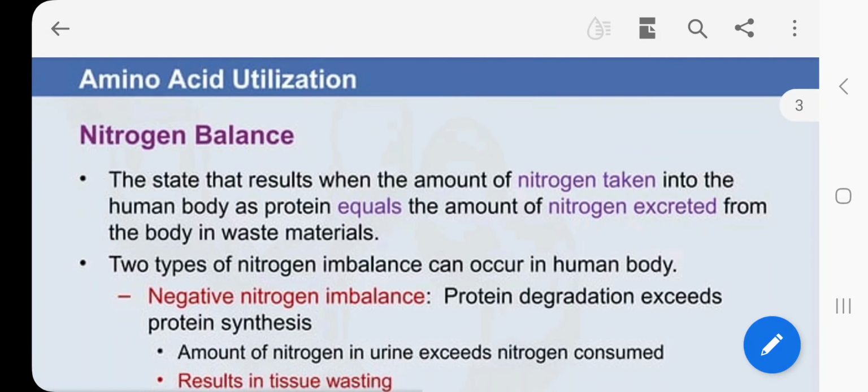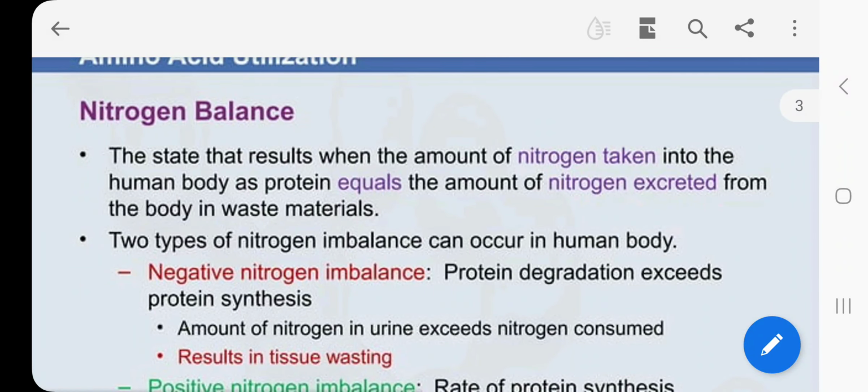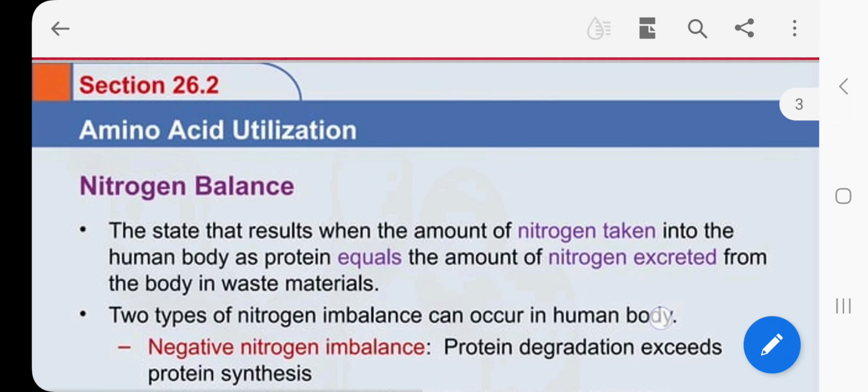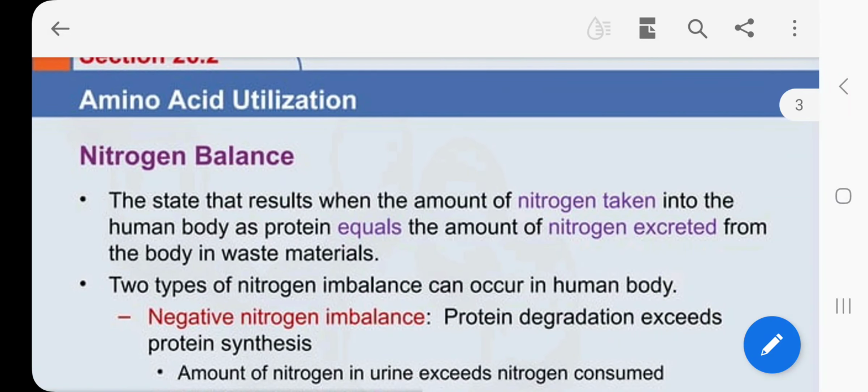B vitamins and protein metabolism. So on your past discussion regarding the urea cycle, it was emphasized about the nitrogen balance. So in this handout, it will expand your knowledge on amino acid utilization. Okay, so nitrogen balance is when the amount of nitrogen taken into the human body as protein equals the amount of nitrogen excreted from the body as waste, as urine or as feces.